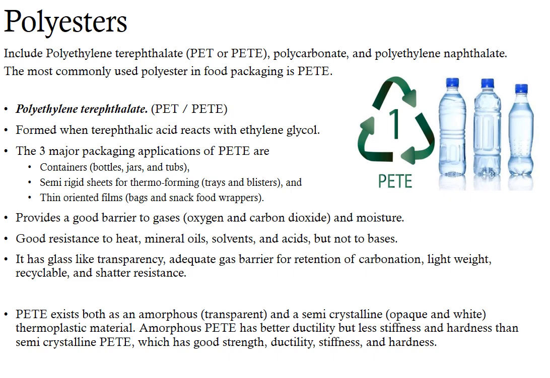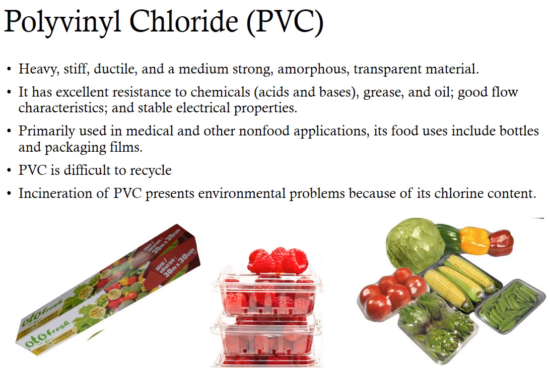The next type of plastic is polyvinyl chloride, which is a versatile packaging material. It is heavy, stiff, ductile and a medium strong amorphous transparent material. We must have seen this usually in packaging films on vegetables, fruits as well as packaging trays. It has excellent resistance to chemicals including both acids and bases, grease and oil, and it has good flow characteristics.